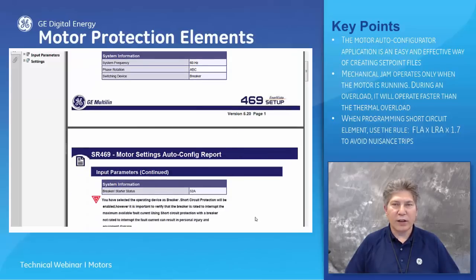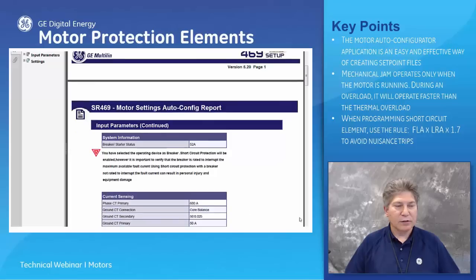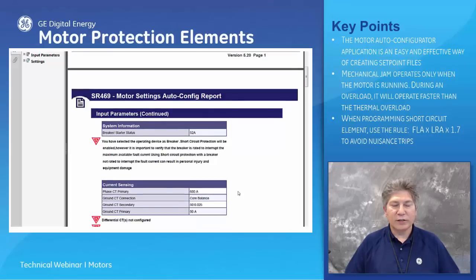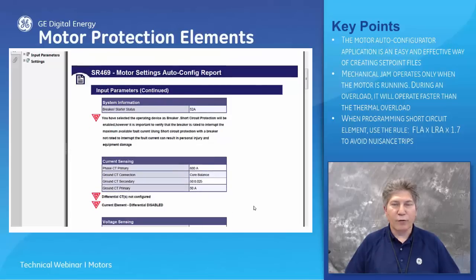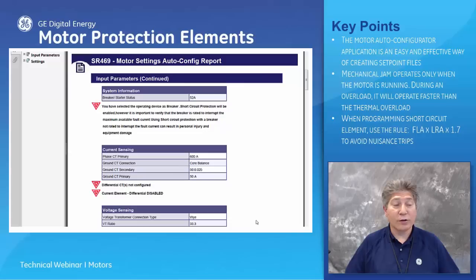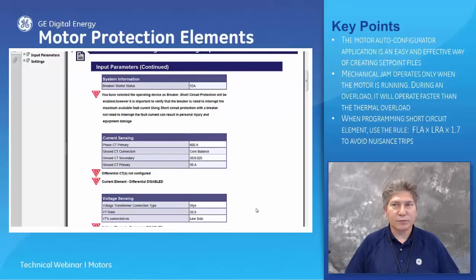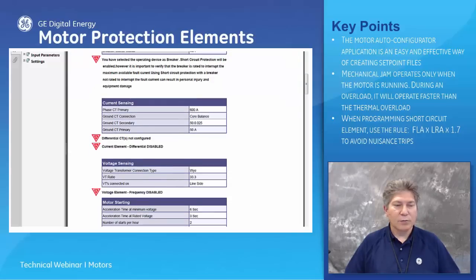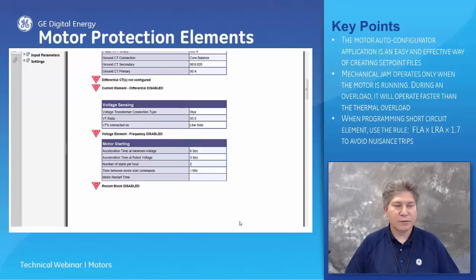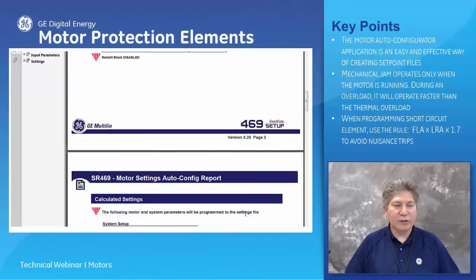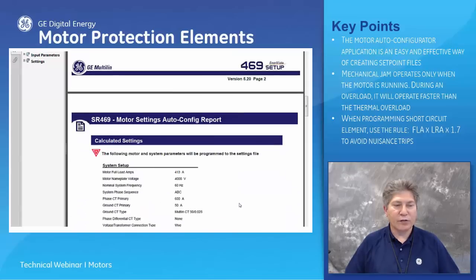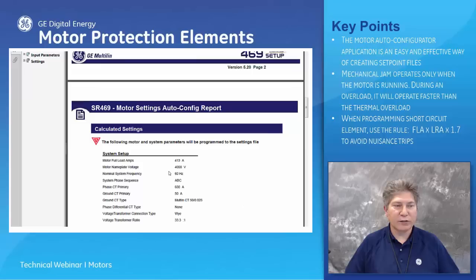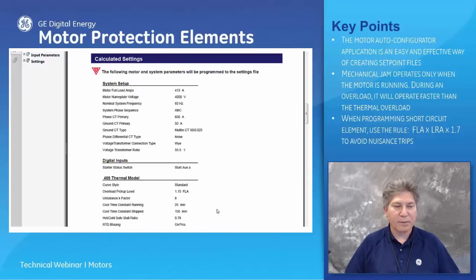It gives us a warning if certain things aren't enabled. Our current sensing, differential elements, that they weren't turned on, the voltage sensing, motor starting information. So as we scroll further down the page, it now shows us all the configurations that the program did for us. So this is part of the settings. The 413, the 4000, all these different parameters are the settings inside the setpoint file now.